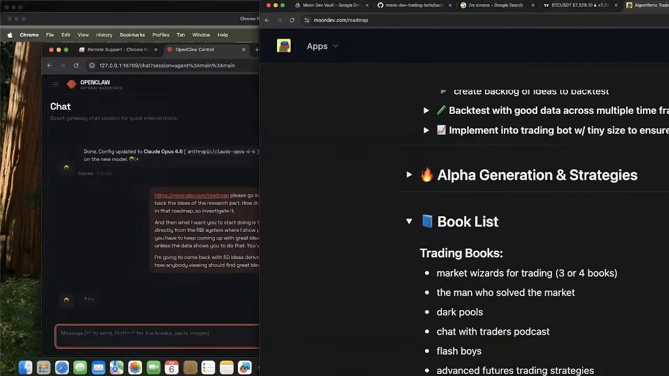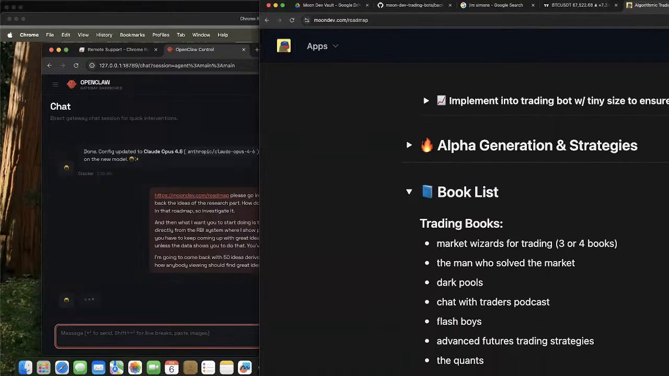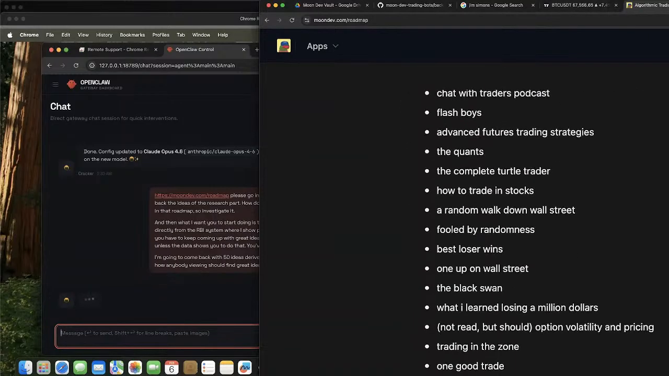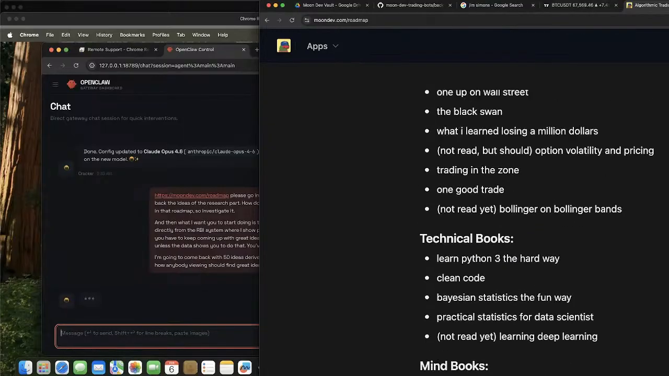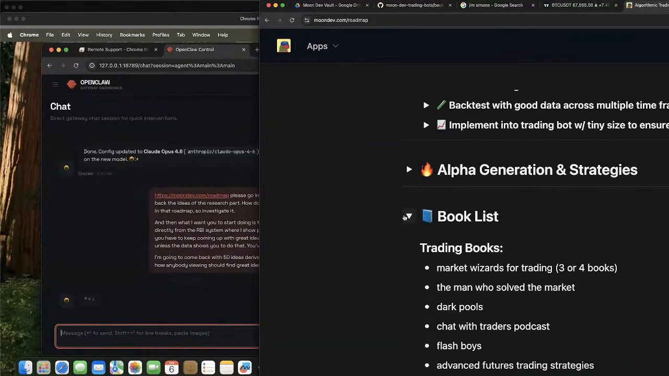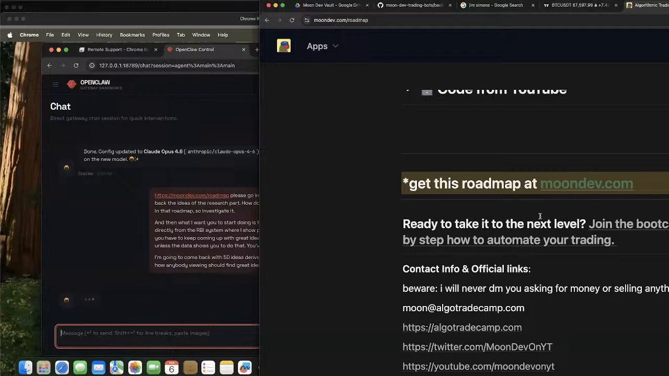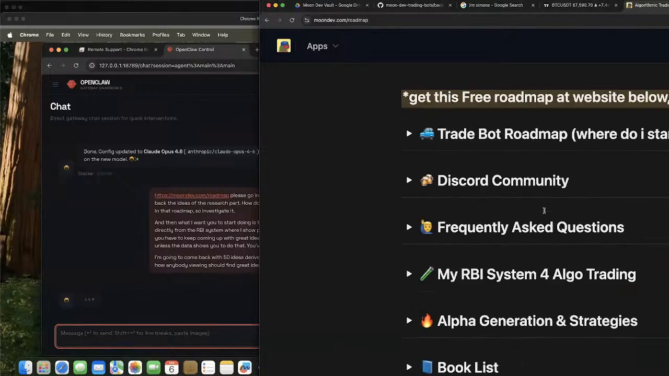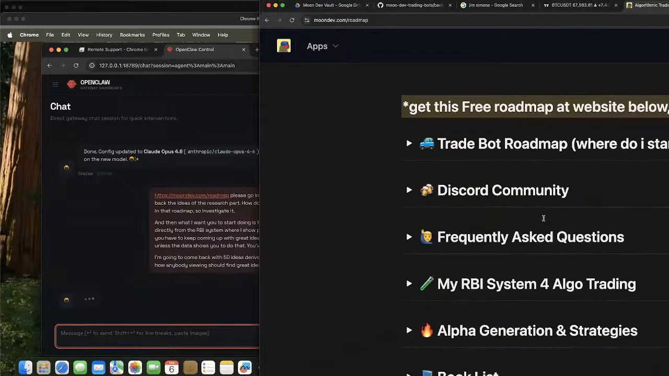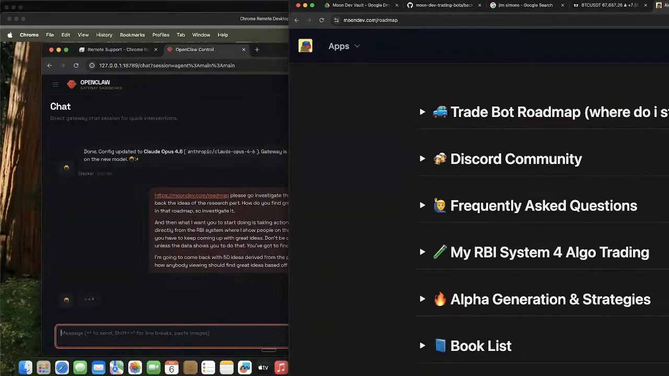In the meantime, I'll just tell you as a human how to do this, dude. You got your trading books, you got your technical books, and you got your mind books. This is moondev.com/roadmap. You have access to this just for coming through today. So you can look at this at your own time, but I need to highlight a couple of things. Like, where do you find ideas? How do you apply Claude to them? Let's see if this Claude can do it better, faster. So this is Claude 4.6 Opus.